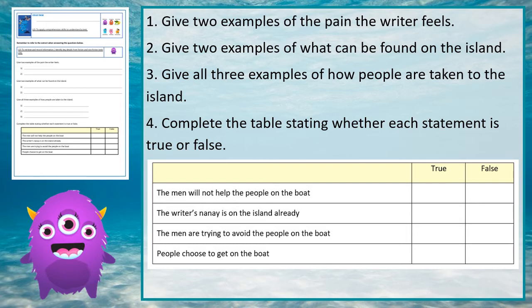So pause the video now, reread the extract. Think really carefully about highlighting the words in the questions. So, for example, in question 1, I would be highlighting the word pain, and then I'll be looking for any words that link to pain, and I will be highlighting those in the text as well. So do that now. Take some time.